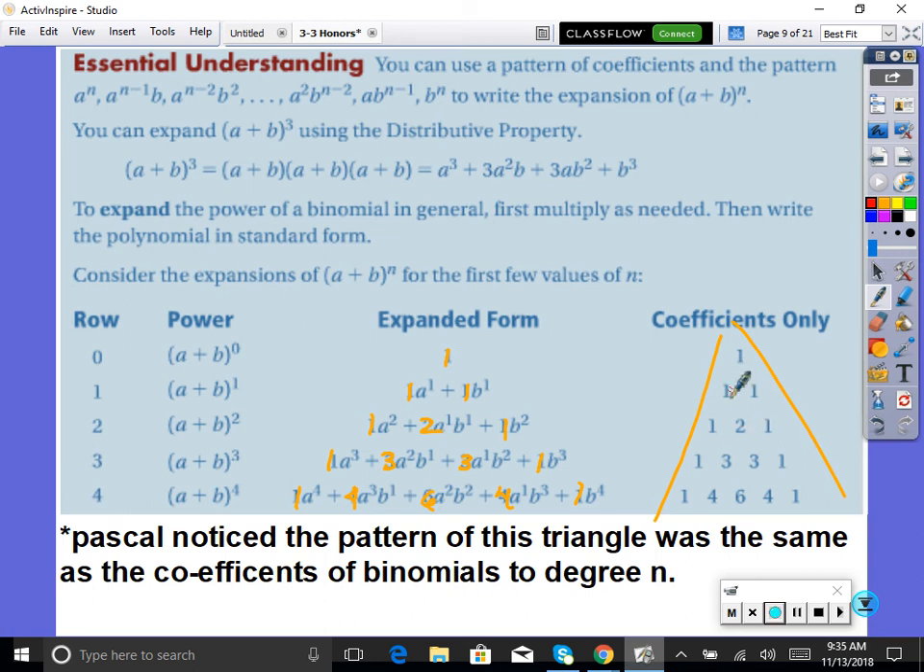Now, how did they get the 2? Well, you just add the 2 terms above it. 1 plus 1 is 2. Now look, 1 on the diagonal. 1 plus 2 is 3. 2 plus 1 is 3. 1s on the diagonal. 1 plus 3 is 4. 3 plus 3 is 6. 3 plus 1 is 4. Do you guys see where they're coming from? So we can continue this onward and outward forever.